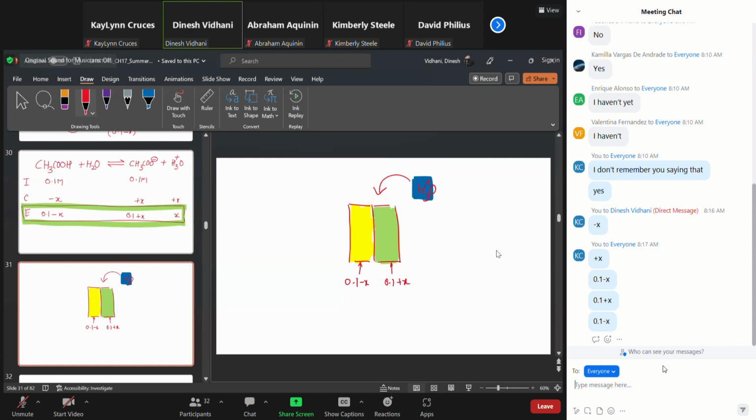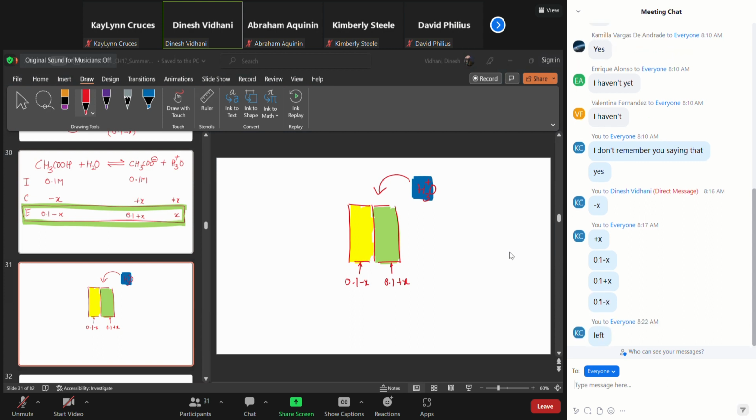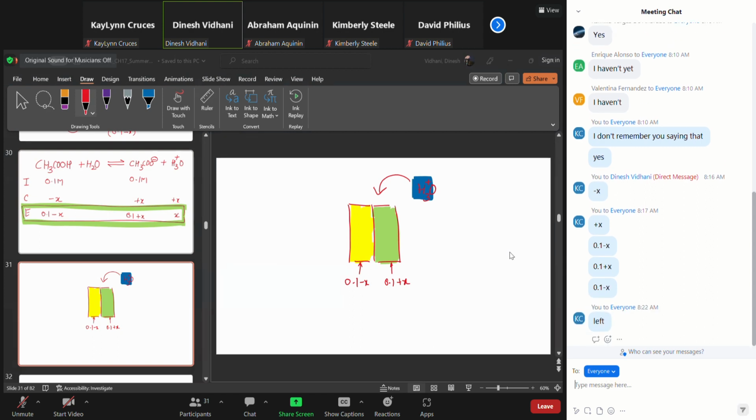Absolutely. So if I add hydronium ion from outside, where should my equilibrium shift to? Should it shift to the left side, the one that you see on the previous slide, or should it shift to the right side? Le Chatelier's principle. To the left side, absolutely. So I will be moving towards the left side.